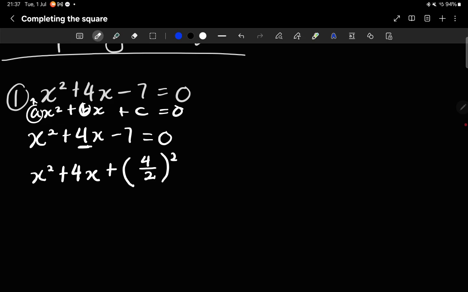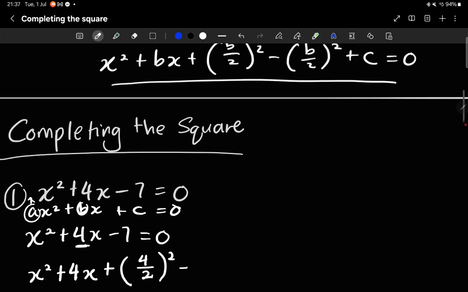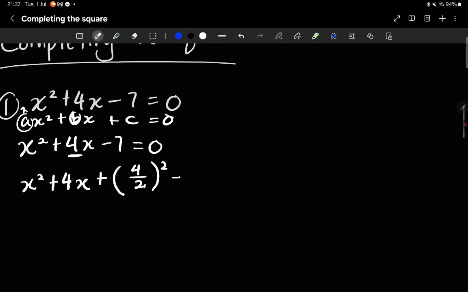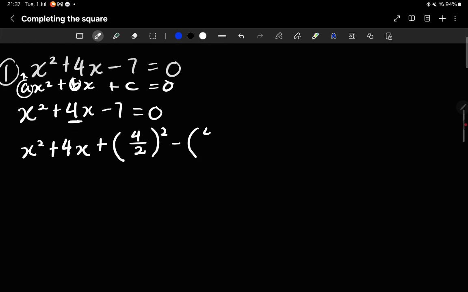Okay, easy as that. And then we're going to go ahead and minus this by the same exact thing we've written here, because that's what the formula says. It's minus b over 2 squared. So we're going to minus 4 over 2 squared, and just write down the c, which is -7, equal to 0. Now, okay, we're almost done with this already.